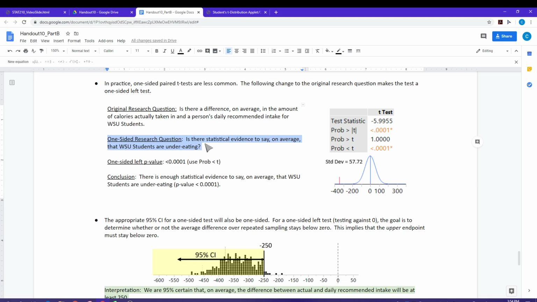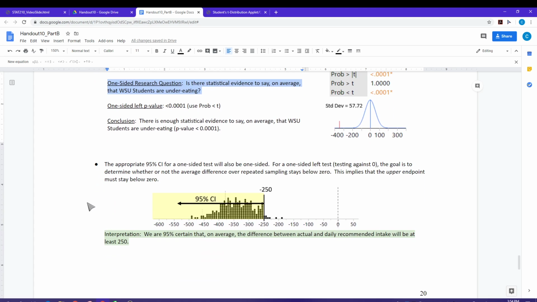This is going to be a one-sided left test, so I'm going to want to use this p-value on the bottom, the prob less than t there. It's still going to be less than 0.05, so I am going to be able to say that there is enough evidence to say that WSU students are undereating.